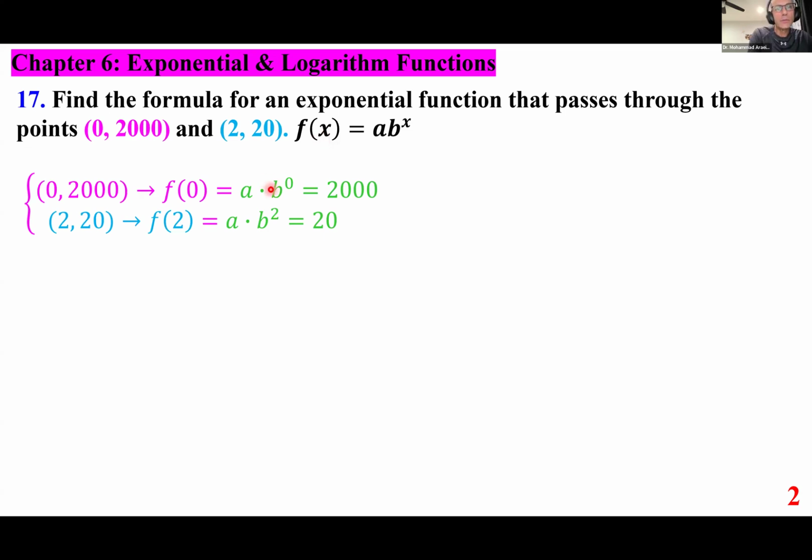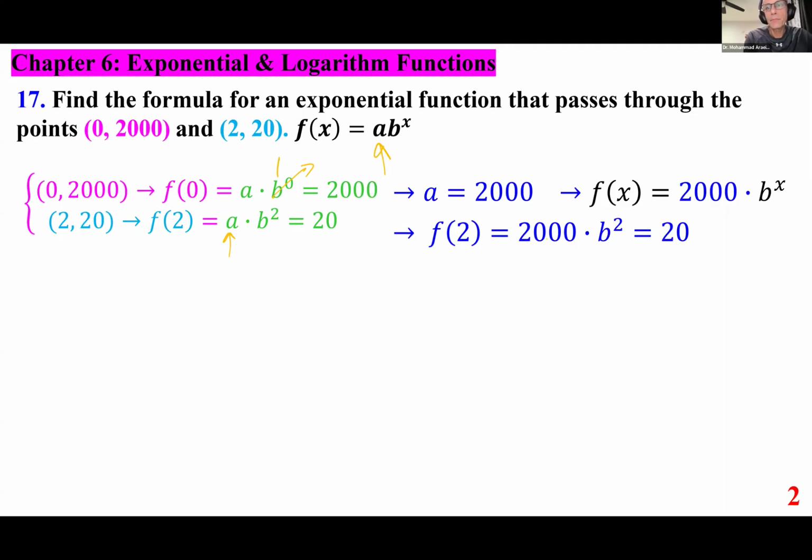So if we look at this one, b to the power of 0 is just 1, which makes a 2000. So let's replace the a here with 2000. So we are going to replace the a with 2000. So f of 2 is 2000 b squared equals 20.